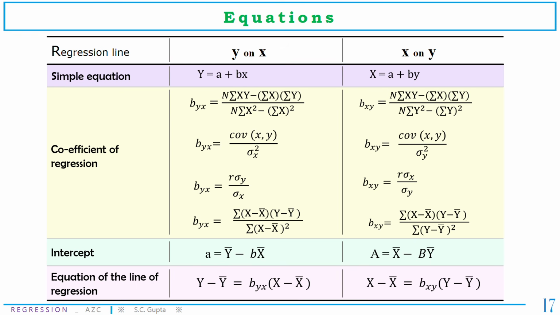The equation of the line of regression used for the best estimate of one variable for any given value of the other variable is given here.